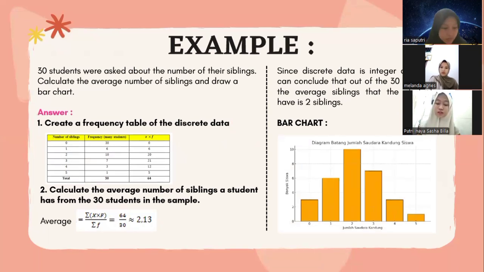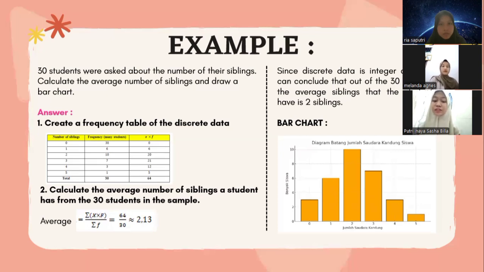For the example, the question is: 30 students were asked about the number of their siblings. Calculate the average number of siblings and draw a bar chart. Answer 1. Create a frequency table of the discrete data. In the table, the first column is the number of siblings. The second column is the frequency, and the last is the total, where X is the number of siblings and F is the frequency.